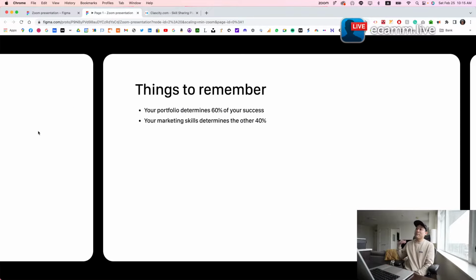A couple of things to remember before I get into the whole talk: I personally feel that the portfolio we present to people accounts for about 60% of your success as a graphic designer or as a UI and UX designer. And then the other 40% is basically your marketing skill.